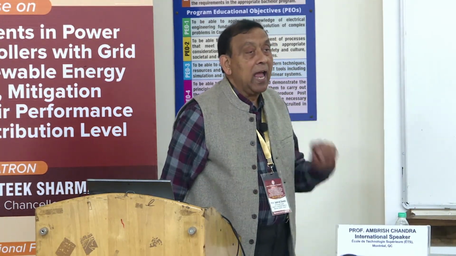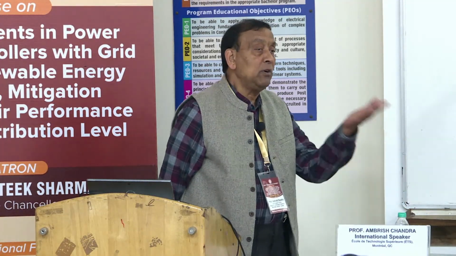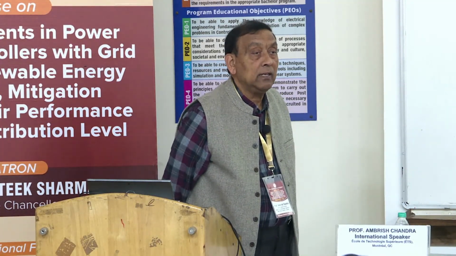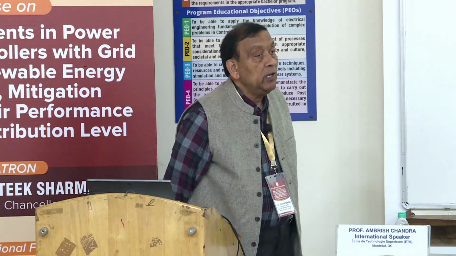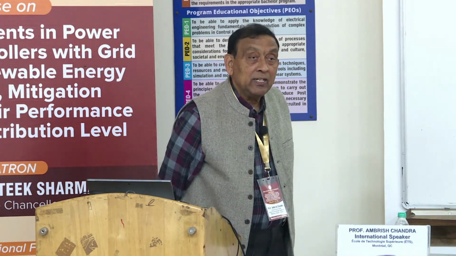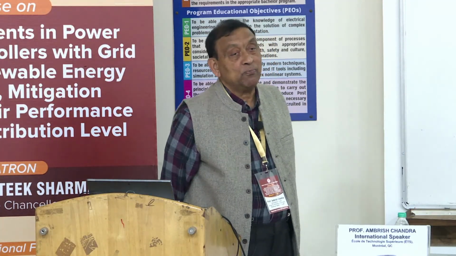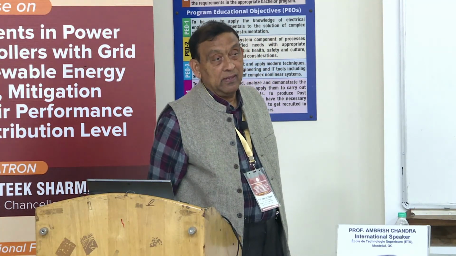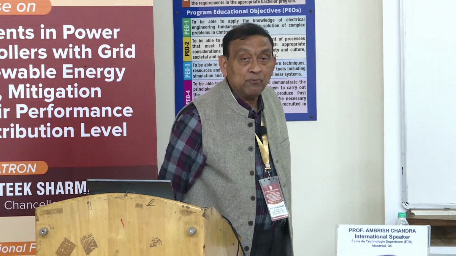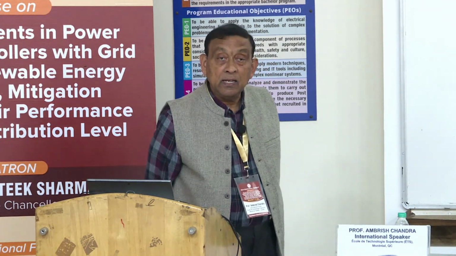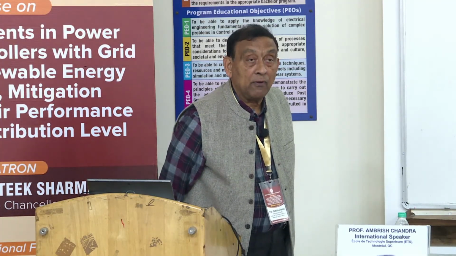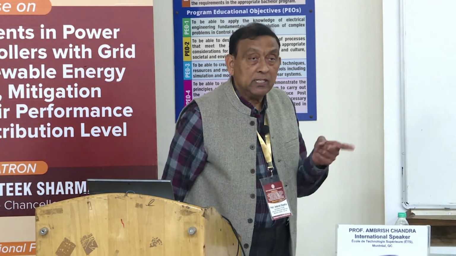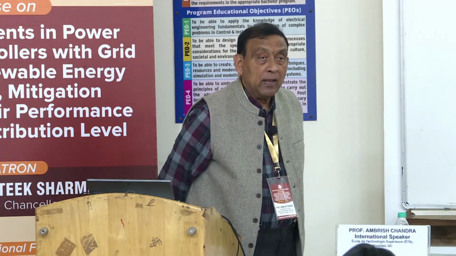In California, I have a friend. He said he was able to recover the money in 3 years. Why is it so? Because in New Jersey, the electricity price is around 20 cents per kilowatt hour. In California, perhaps it is 30 cents per kilowatt hour.